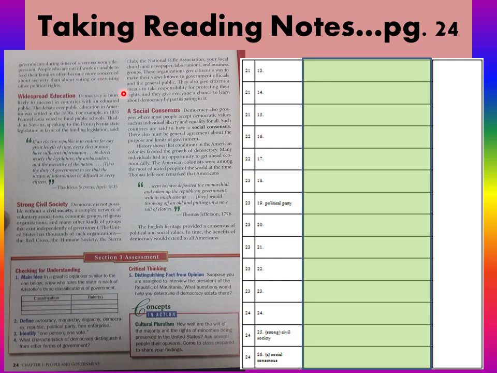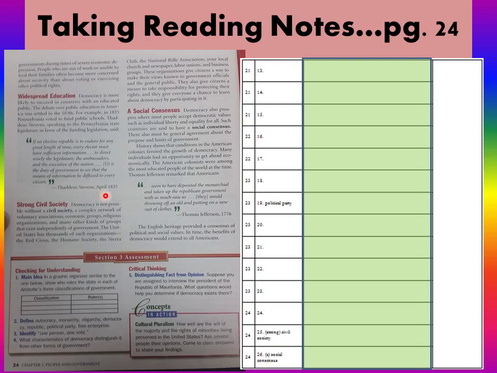Democracy is more likely to succeed in countries with an educated public. The debate over public education in America was settled in the 1830s. For example, in 1835, Pennsylvania voted to fund public schools. Thaddeus Stevens, speaking to the Pennsylvania state legislature in favor of the funding legislation, said, "If an elective republic is to endure for any great length of time, every elector must have sufficient information to direct wisely the legislature, the ambassadors, and the executive of the nation. It is the duty of government to see that the means of information be diffused to every citizen."